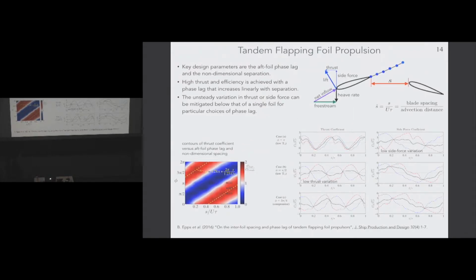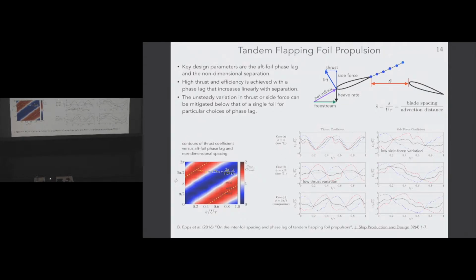So what we did was some large eddy simulations, so highly detailed simulations of tandem flapping foils, and we plotted the results here for the thrust and the side force for the forward foil, the aft foil, and then the sum of the two. The sum of the two is in black, and you see if you go 180 degrees out of phase, then although you get lots of thrust variation, you can cancel out the side force and have very little side force in total. So the black line is almost zero here.